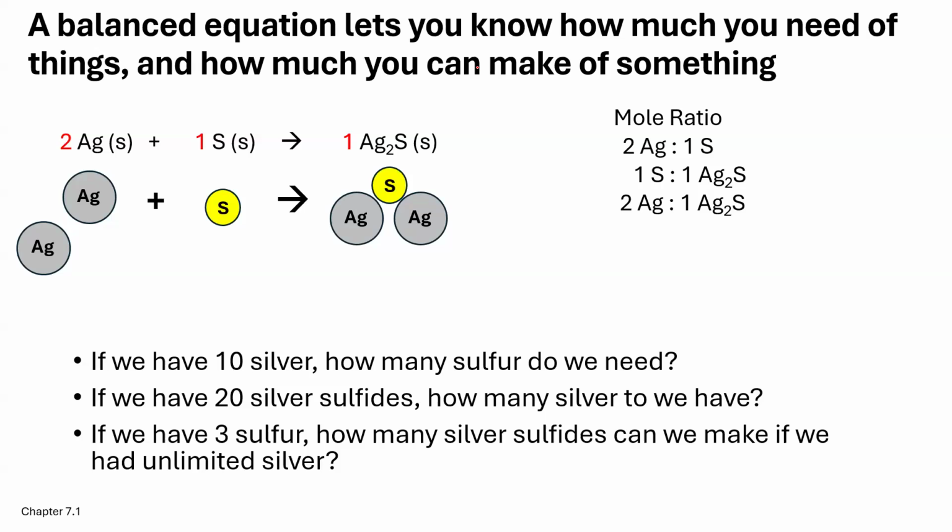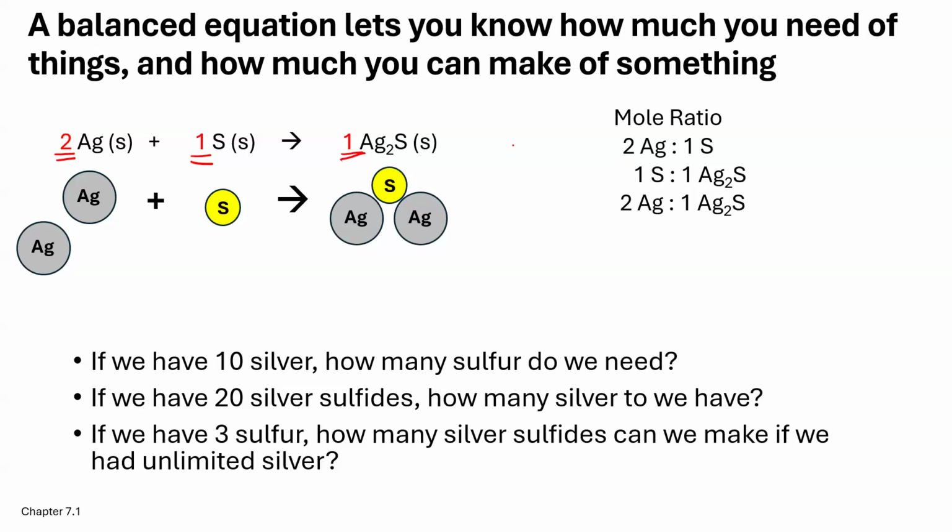Now, what's more difficult is the terminology, and you're saying silver instead of bread, and you're saying sulfur instead of cheese, and you're saying silver sulfide instead of sandwich. You're just changing the words, but everything is exactly the same. Remember, we had two pieces of bread, one piece of cheese, and we had one sandwich. Two atoms of silver, one atom of sulfur, and you can make one molecule of silver sulfide, right?